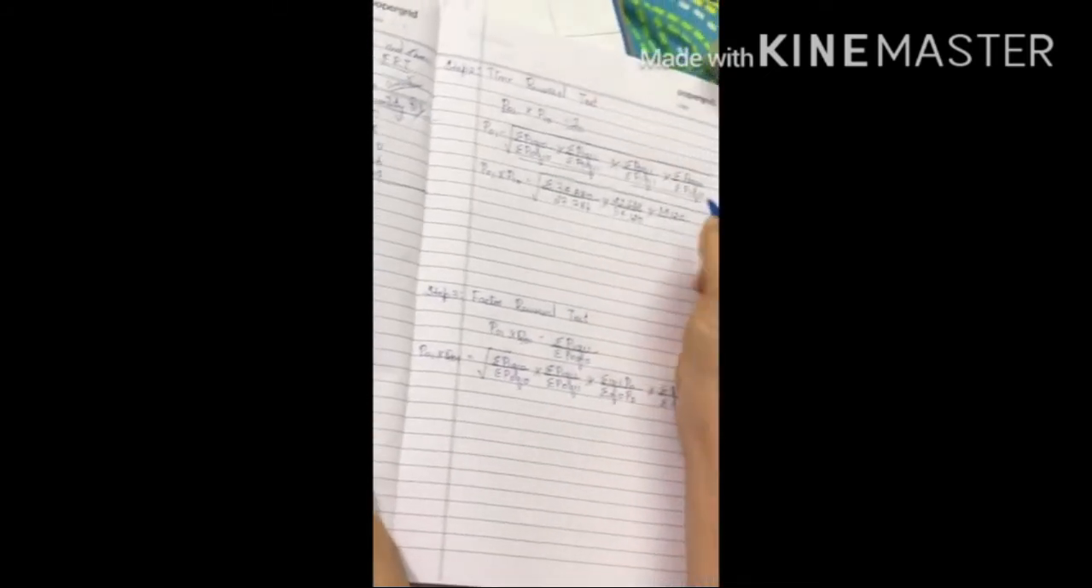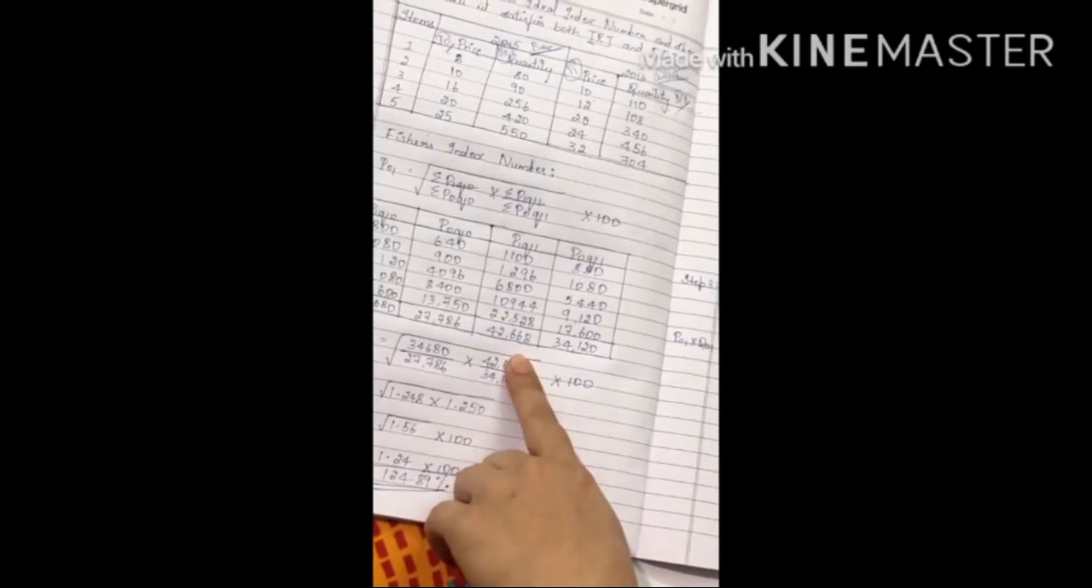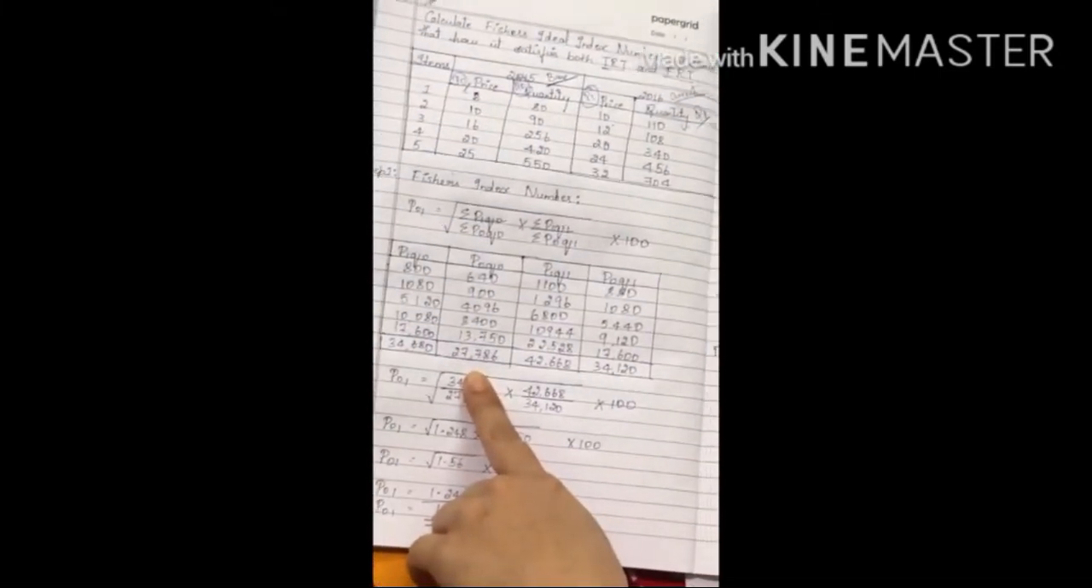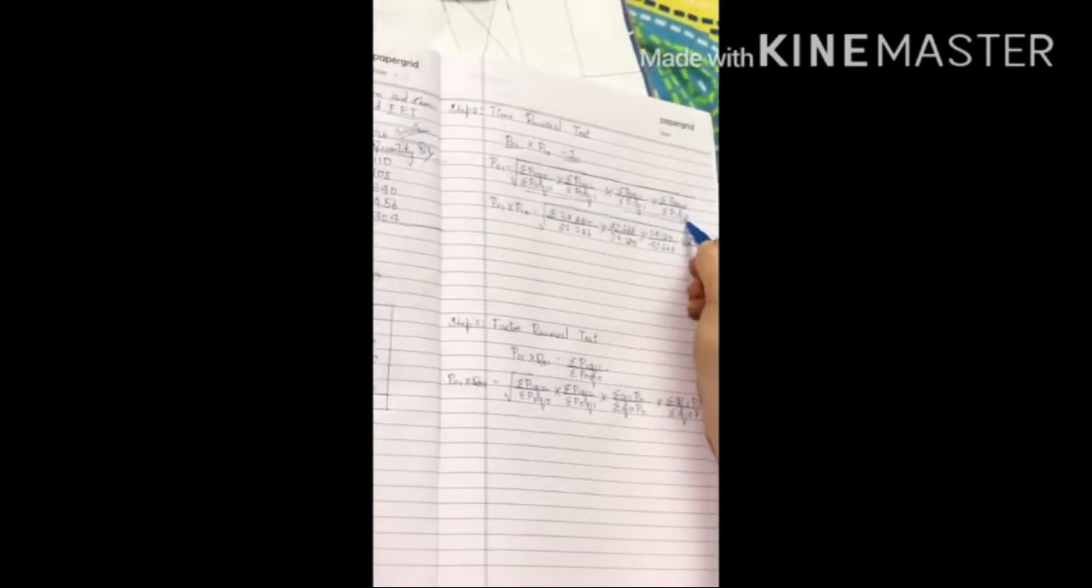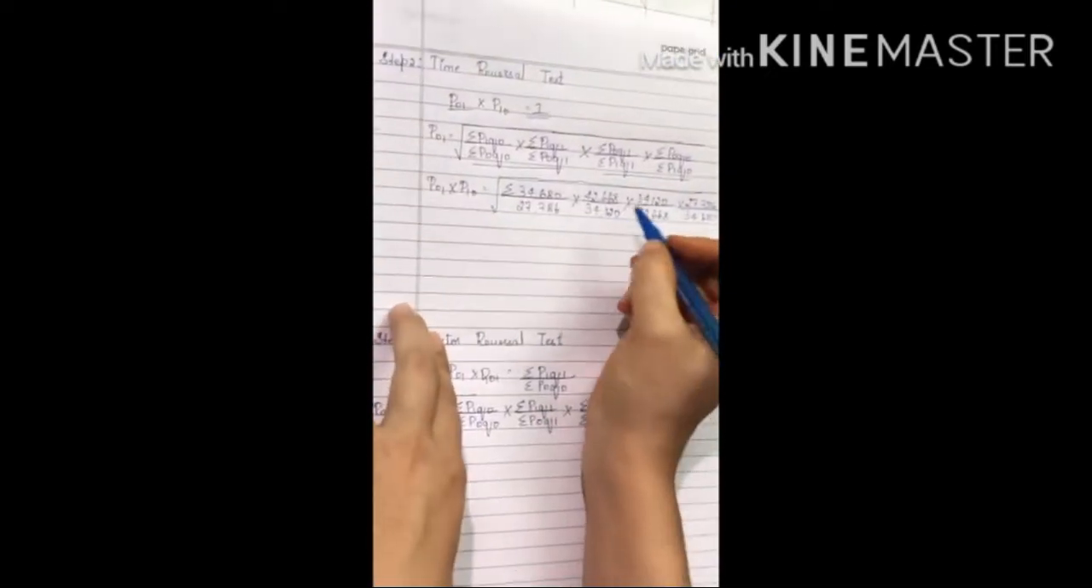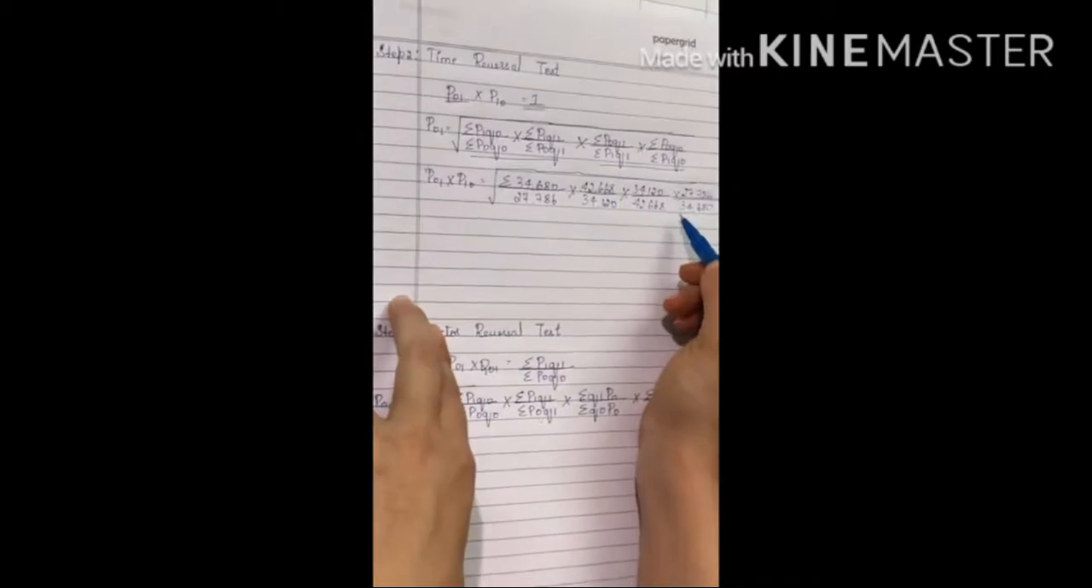34,120 divided by P1 Q1 total 42,668, into P0 Q0 total 27,786 divided by P1 Q0 total 34,680. As I have explained in the formula, wherever you have the same values in numerator and denominator, they should get cancelled.